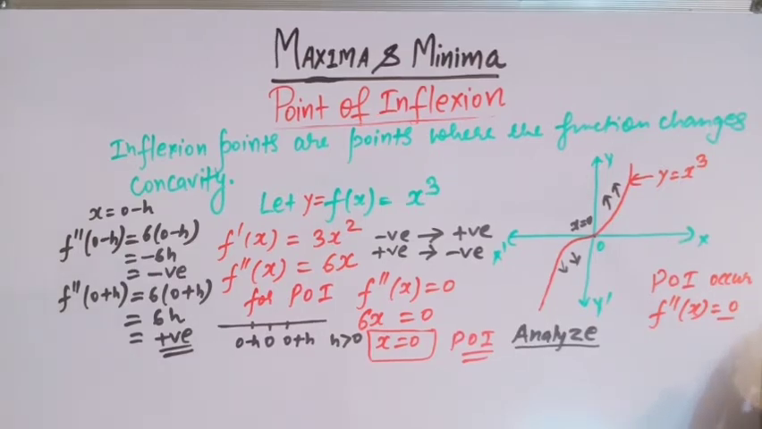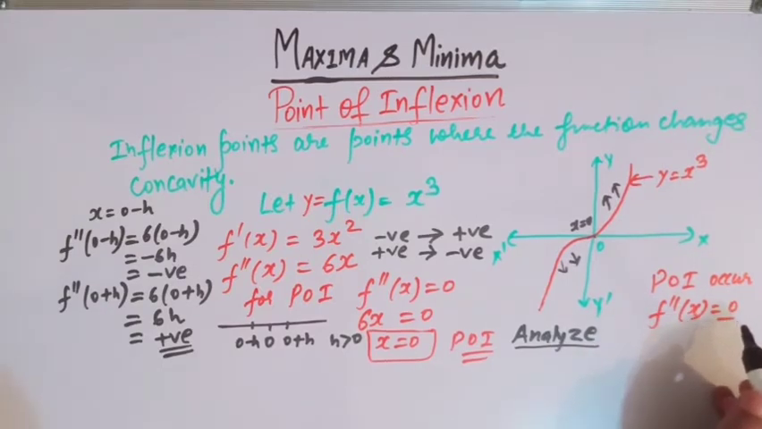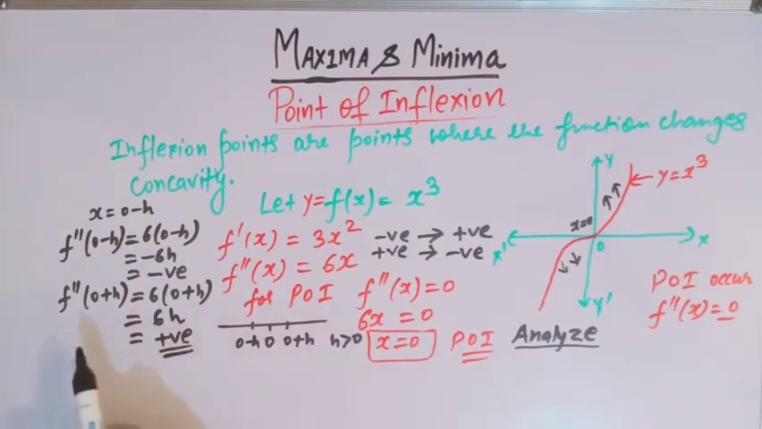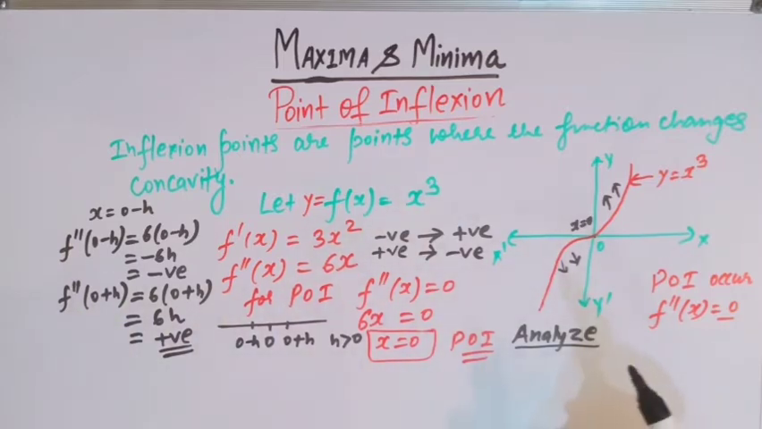So we have concluded that even if the second derivative is 0, we cannot say that there is a point of inflection, right? To decide whether a point is a point of inflection, we have to analyze the second derivative, which means we have to check the change of sign of the second derivative at the given point, right?